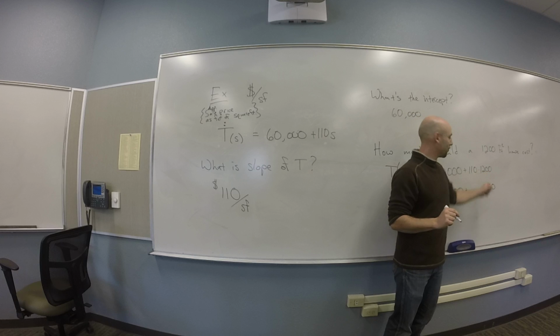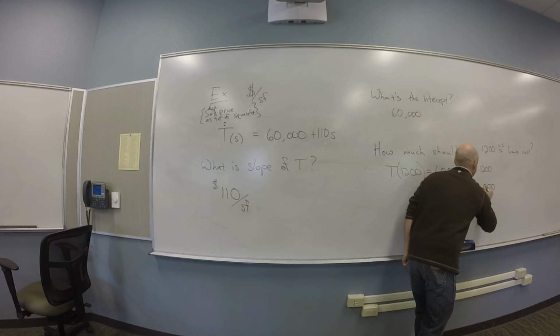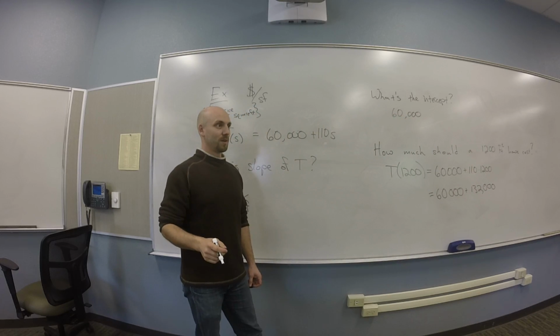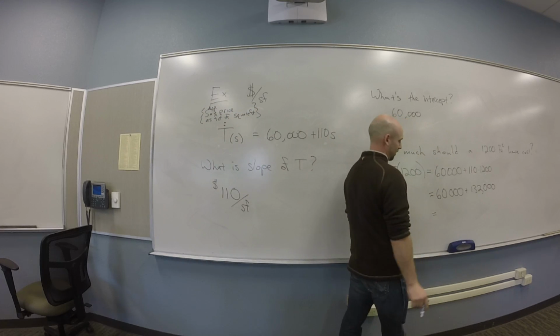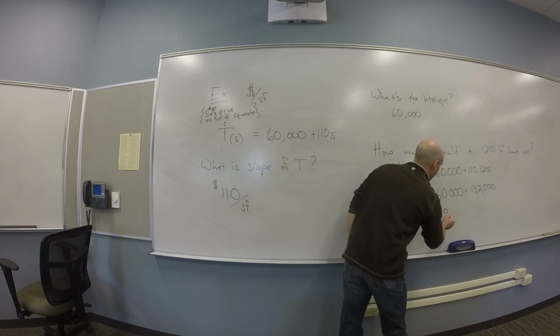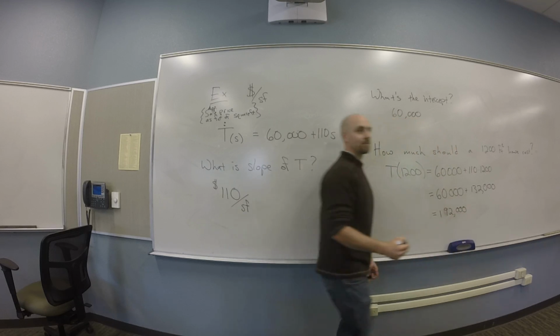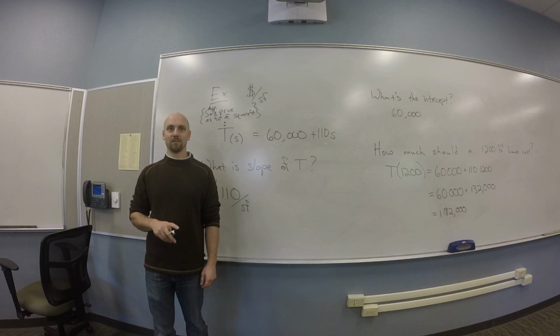And what's 10 times 12? 120 plus 12 more, 132. Guys with me on that? Okay, so I got all told here, oh, 192. 192,000. Cool? Does that kind of make sense?